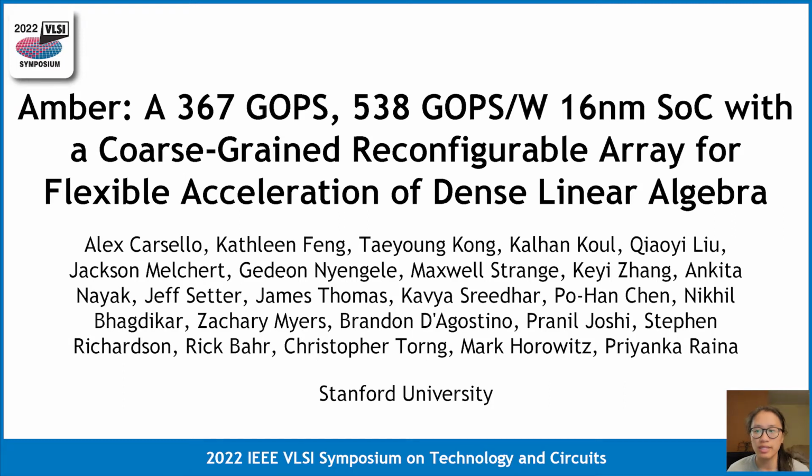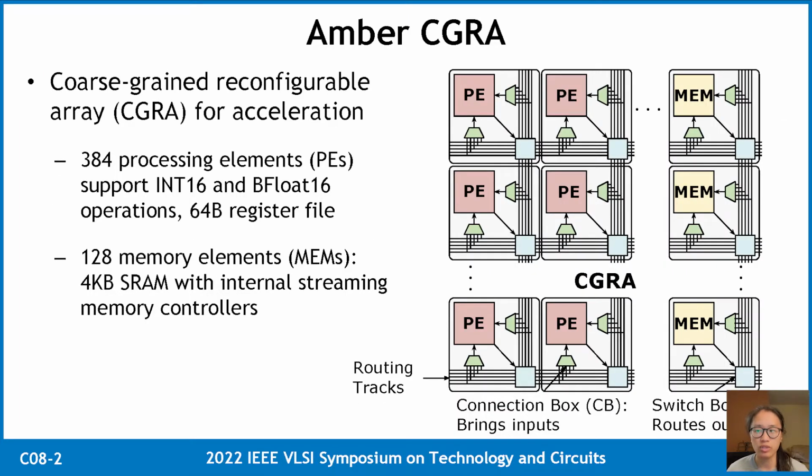This demo showcases Amber, an SoC with a coarse-grained reconfigurable array for flexible acceleration of dense linear algebra applications, which include image processing, computer vision, and machine learning. The Amber coarse-grained reconfigurable array, or CGRA, is for application acceleration and contains 384 processing elements, which support int16 and bfloat16 operations, and 128 memory elements.